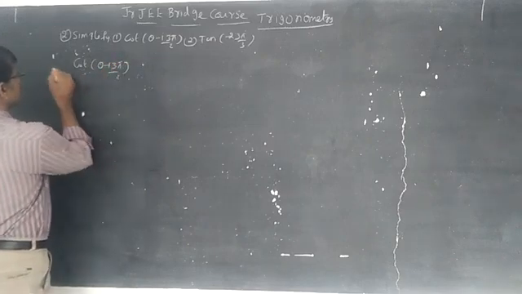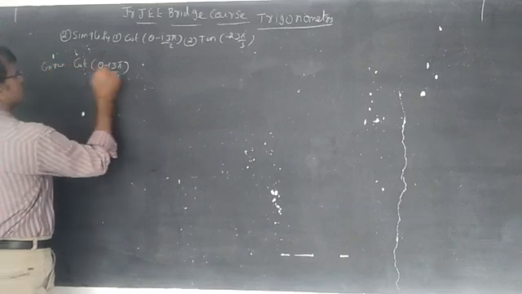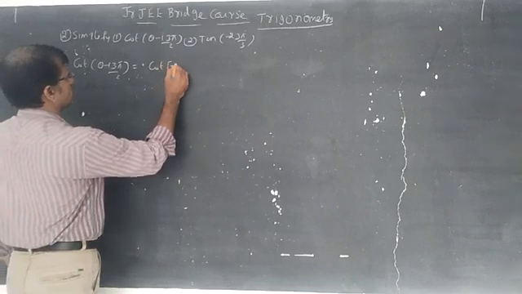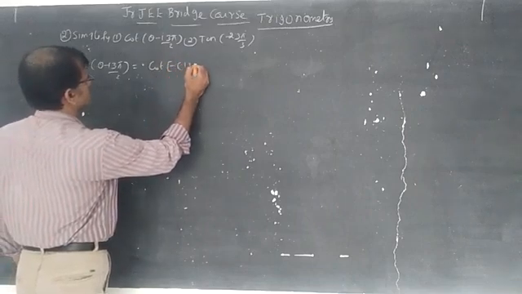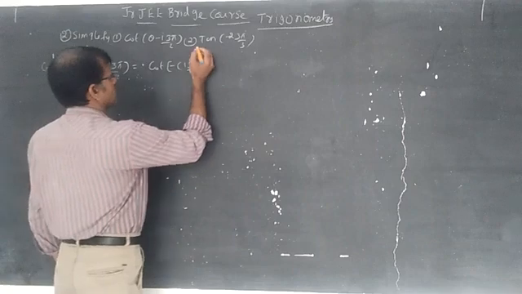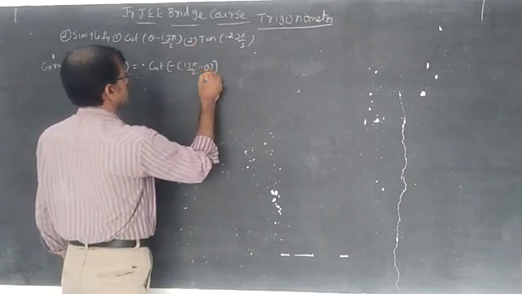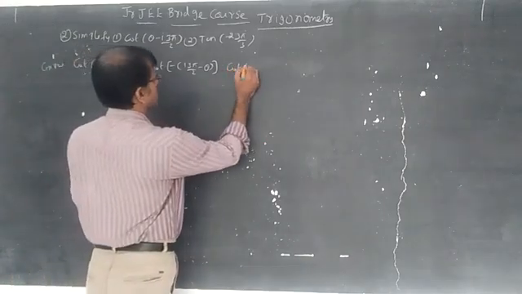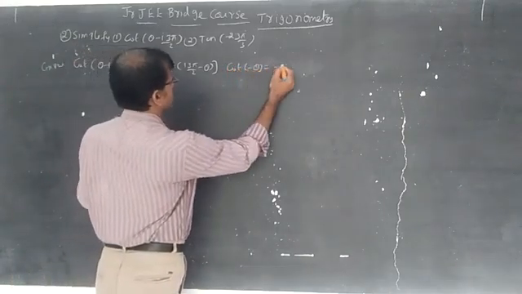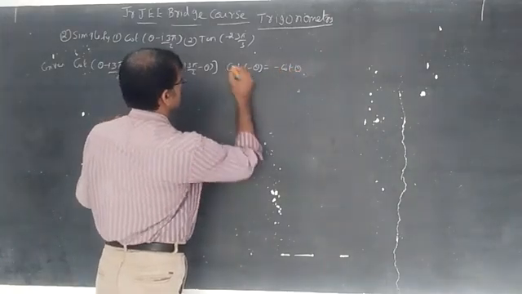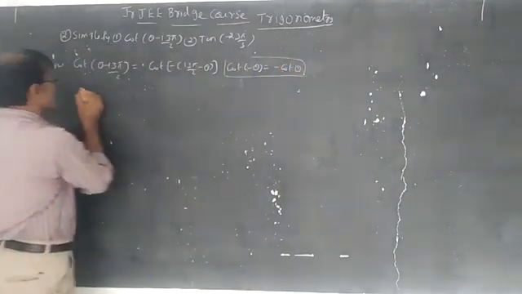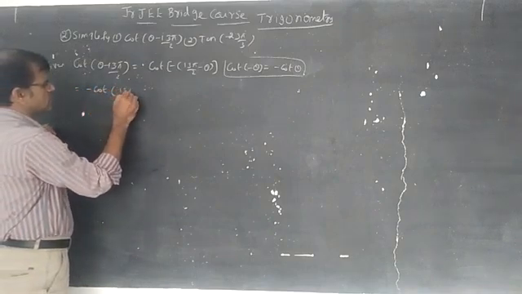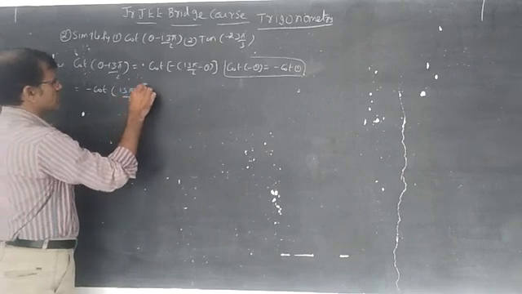This is the given value. You can understand, taking minus common, cot of 13 pi by 2 minus theta. Whenever minus is taken common, you can write like this. I am making you remember that cot of minus theta becomes minus cot theta. This is a formula. That is equal to minus cot of 13 pi by 2 minus theta.